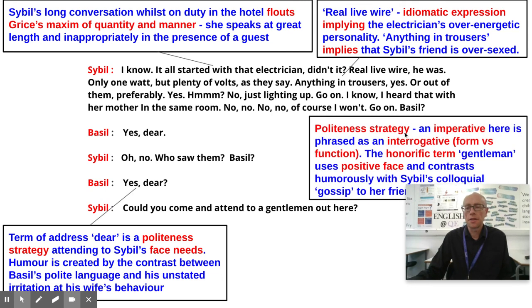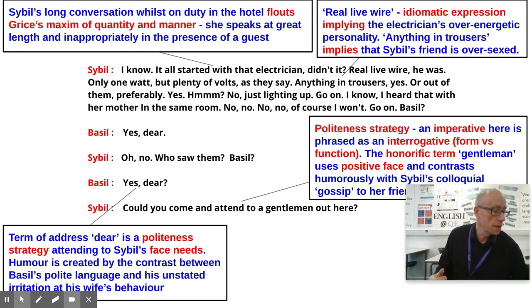Okay, and what else have we got? So you've got here, could you come and attend to a gentleman out here? So this is a politeness strategy. What you've got here is actually an imperative. Sybil is telling Basil what to do, but it's phrased as a kind of interrogative. And she uses the honorific term, gentleman, so she's using positive face. And that contrasts humorously with Sybil's colloquial gossip with her friend. So there's plenty to pick up there. The humour is created through a lot of these pragmatic devices.